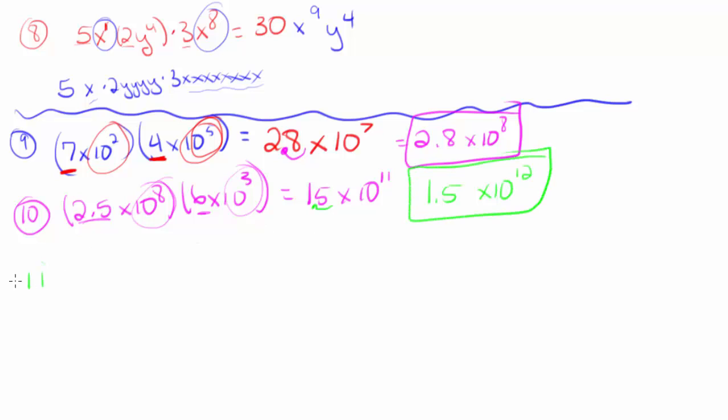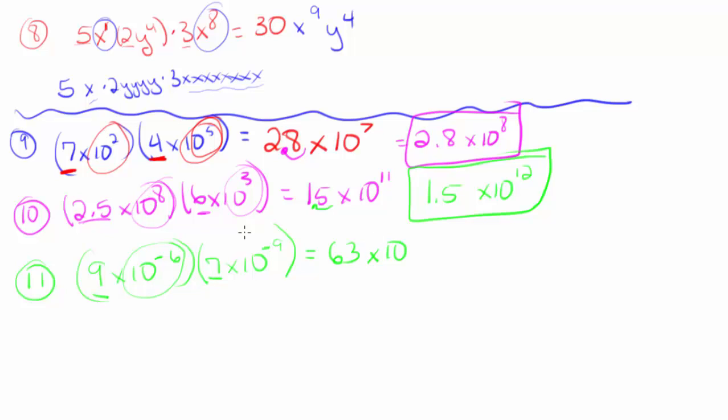Okay, last example, and then we're done. 9 times 10 to the negative 6 times 7 times 10 to the negative 9th. 9 times 7 is 63. We just multiply the 9 and the 7, and we add the negative 6 and the negative 9. So that's going to give you 10 to the negative 15.